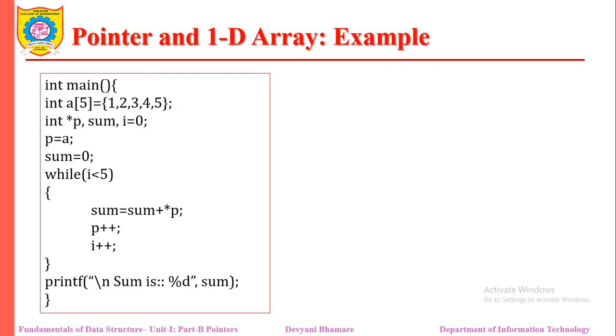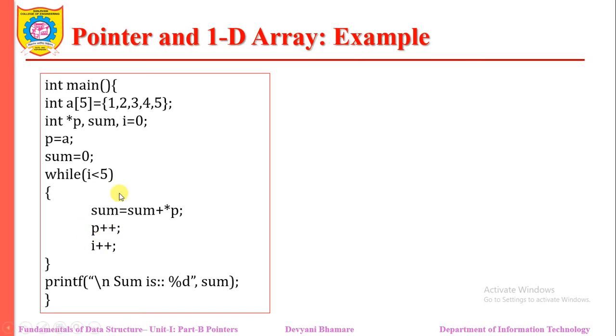So what is happening here? In this example, we have declared an array. P is the pointer, P points to A, and sum is equal to 0. What is happening in this code? Correct. Here we are adding all the array elements with the help of pointers. While we are saying sum is equal to sum plus *P, P points to A, which means the base address. Base address means the first element, so sum is equal to 0 plus 1.